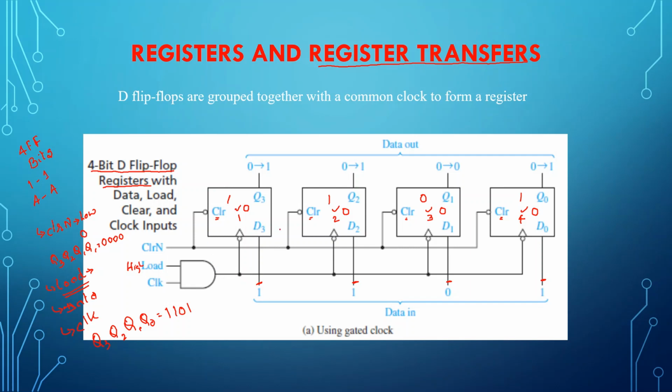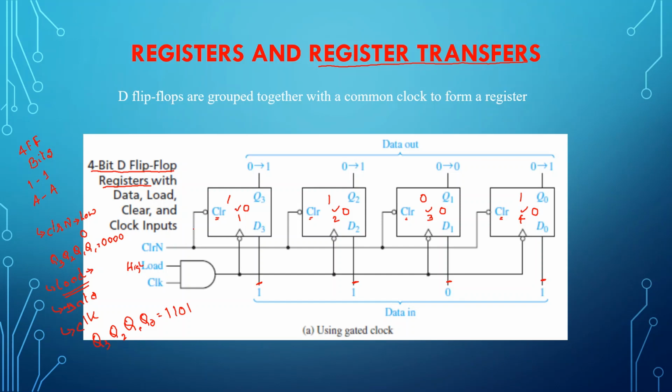If it was a single flip-flop, then I would have called it a flip-flop itself. But right now you have connected a group of flip-flops together with a common clock input, with a common load input and with a common clear input, which makes it a register. So this is a 4-bit register. I just explained to you how you can load your register with new data. So what you need to do first, you need to clear the data. So you need to give the clear input.